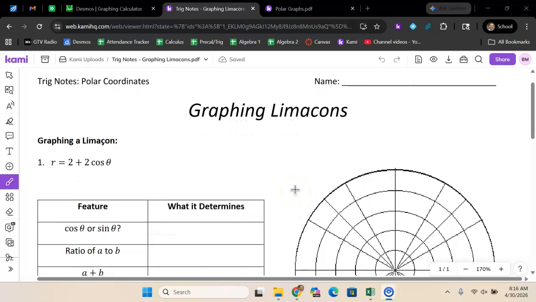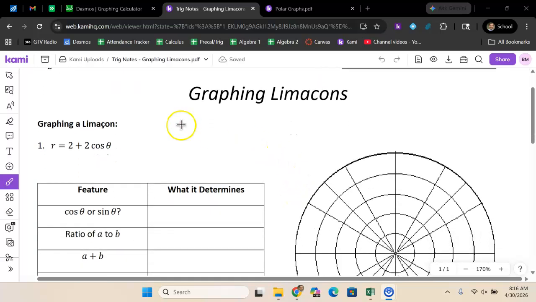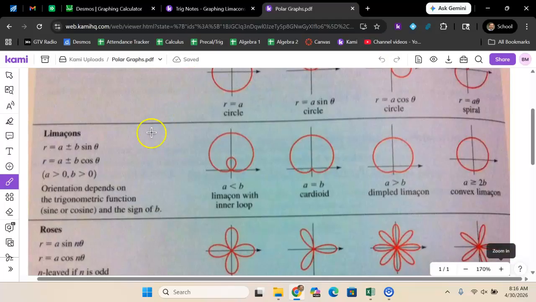In this video, we're going to talk about graphing Limacons. I think that's how you say that. It's a French word. So these are going to be of the form, and I'll show you on this page, we're going to have two numbers here, a plus or minus b, and then either sine theta or cosine theta.